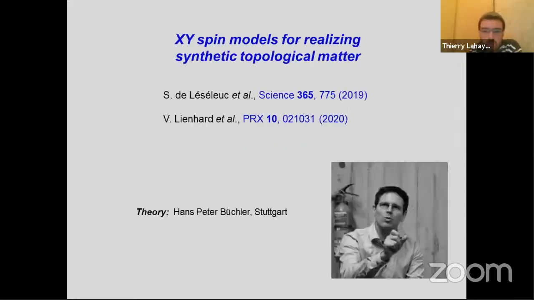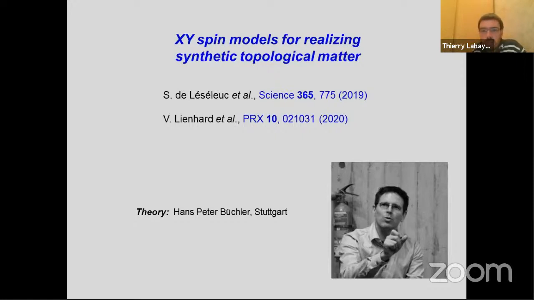Okay. So anyway, I will try to keep brief for this last part. It's more to advertise this work somehow. It's just to show that we can also really use this XY spin model I was mentioning for doing some interesting physics. This is work we do with Hans-Peter Büchler from Stuttgart for the theory part, and we use this XY model to realize synthetic topological matter.